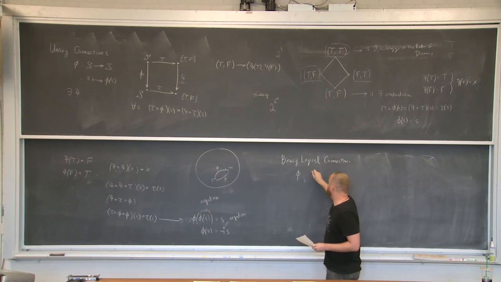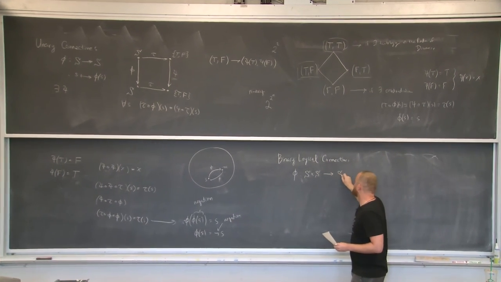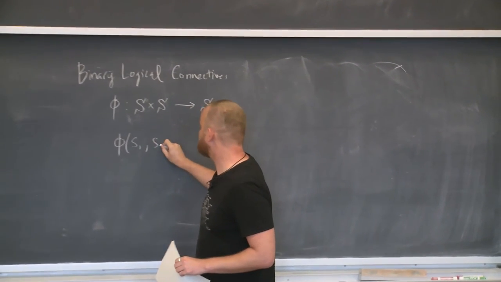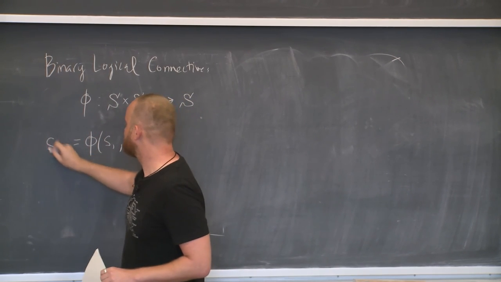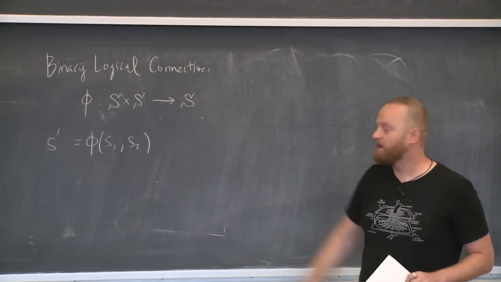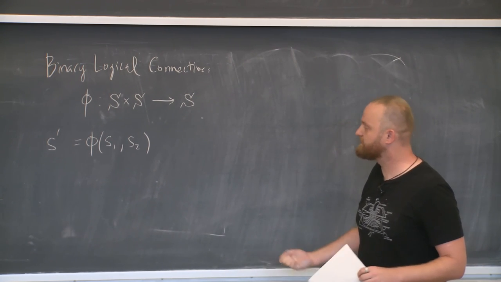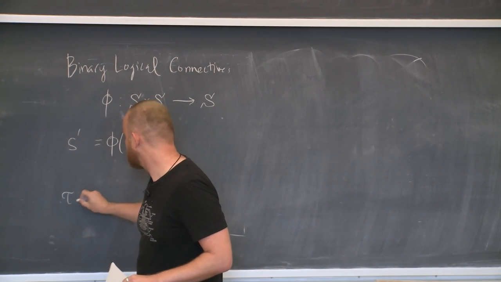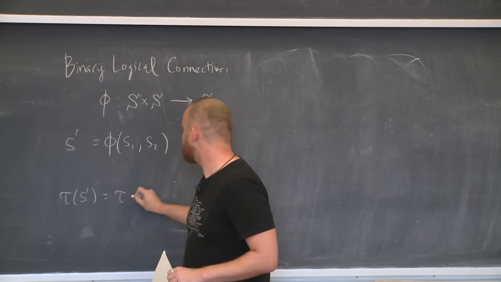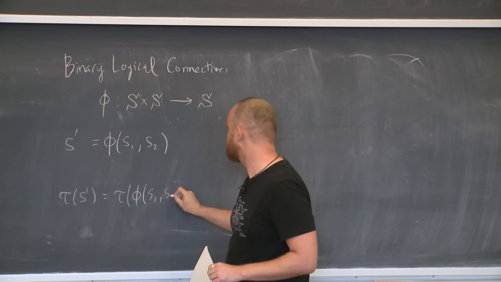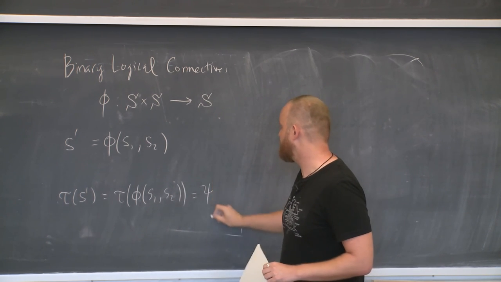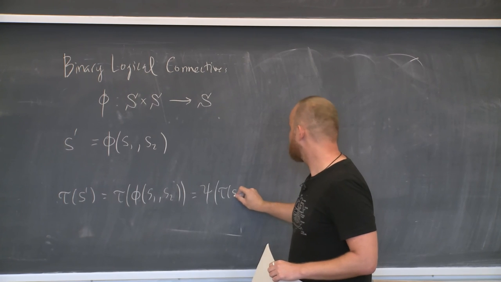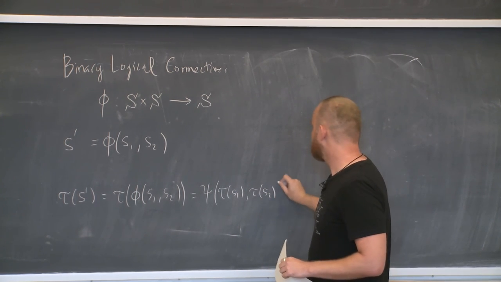Binary logical connectives take two statements and map them to another statement. So we can write that as phi of S1 and S2 is equal to some new statement, S prime. You take two statements and you create another statement. The criterion of consistency here means that if we apply the truth value to both sides, tau of S prime is equal to tau of phi of S1 and S2, there has to exist some function psi that is a function of solely the truth values of the arguments. So of tau of S1 and tau of S2.